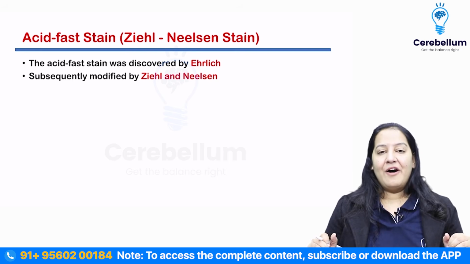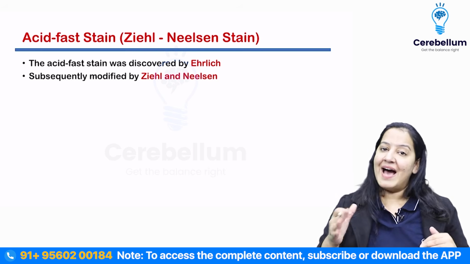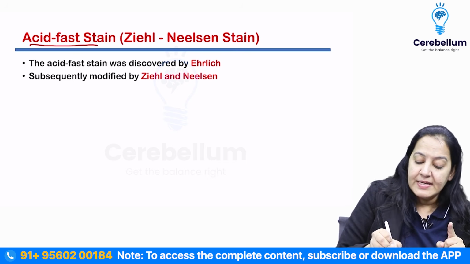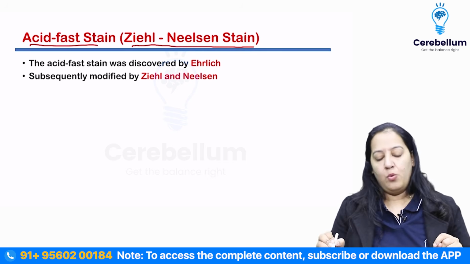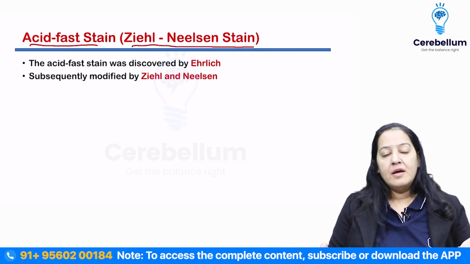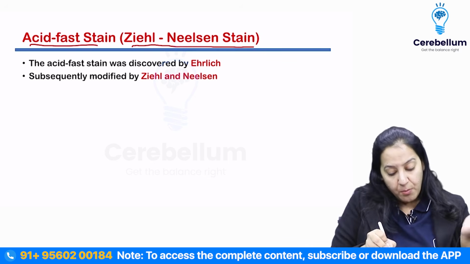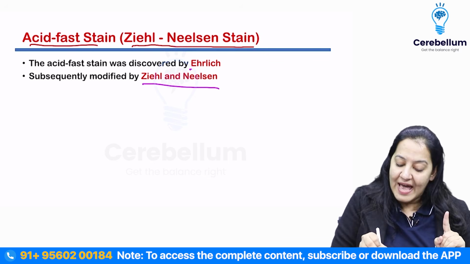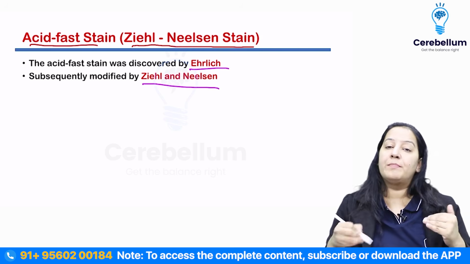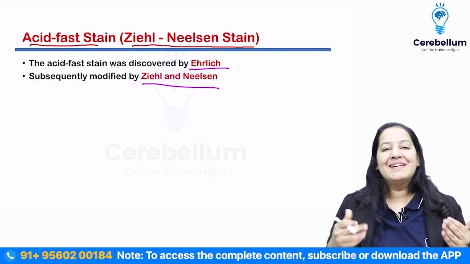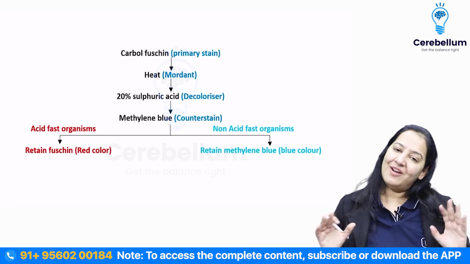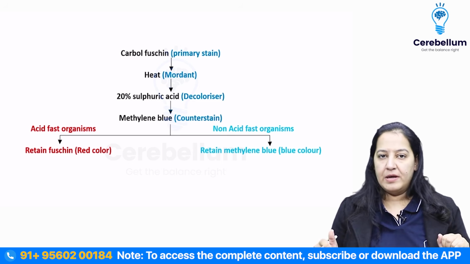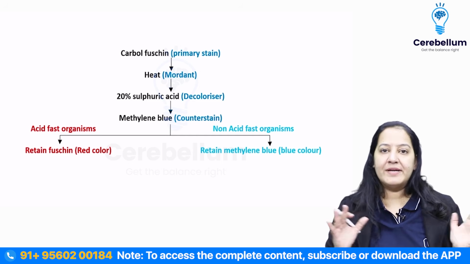Now after this, let's start acid fast stain. Acid fast stain is also known as Ziehl-Neelsen stain. Why is it known as Ziehl-Neelsen stain? This stain was not discovered but modified by Ziehl and Neelsen. It was discovered by a scientist known as Ehrlich, but modified later on by Ziehl and Neelsen. That's why it is known as Ziehl-Neelsen stain. Now here also we have 4 steps, same as gram stain. You can compare. The steps are the same, but the components are different.